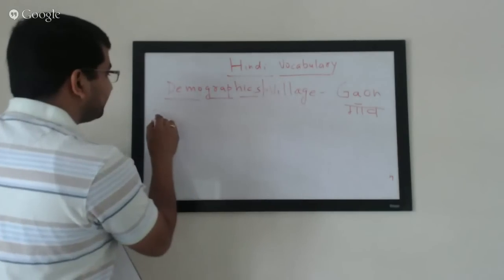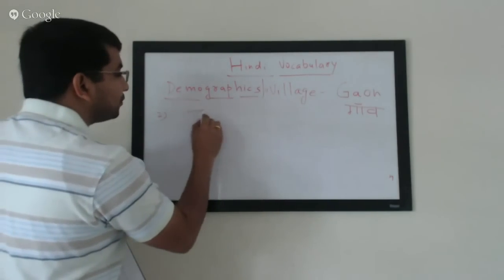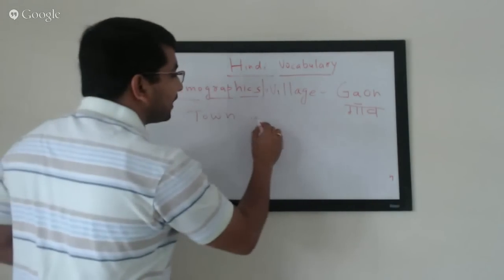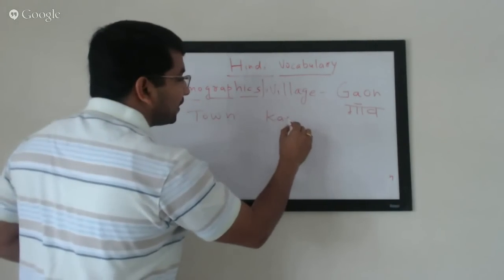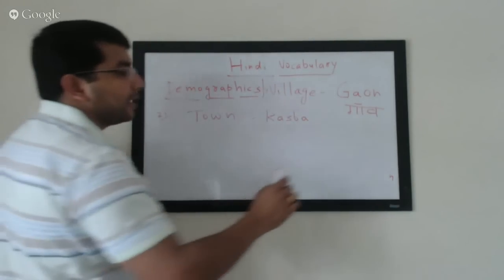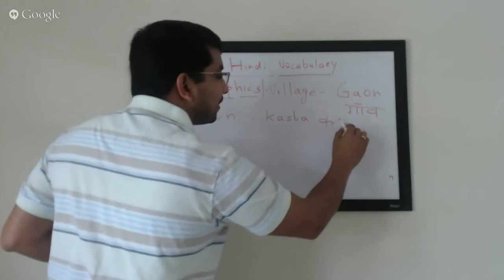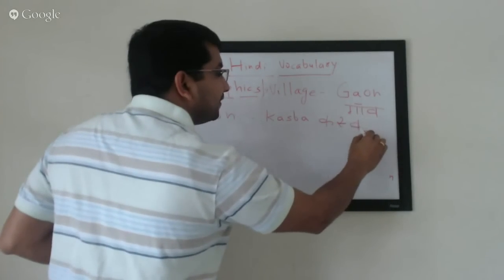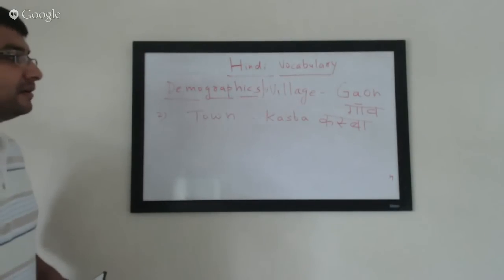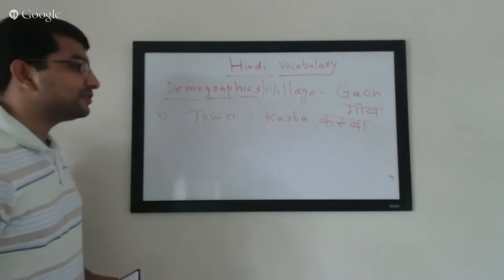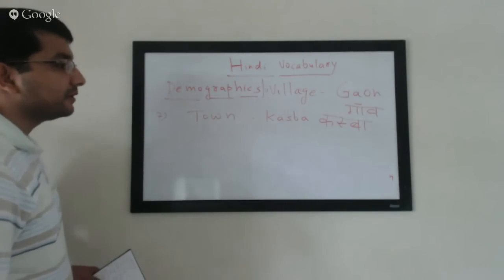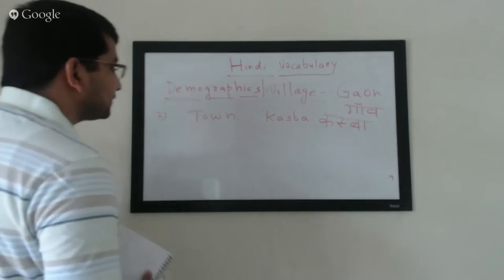The second one I have is town. How do you say town in Hindi? The word for town is kasba. The way you write it is ka, half sa, and then ba with a. If you're not familiar with Devanagari script, we have 8 lectures on that as well on YouTube. So feel free to check out that playlist. It'll just take you 2 days, and then you can finish all of the relevant Hindi vowels and consonants.